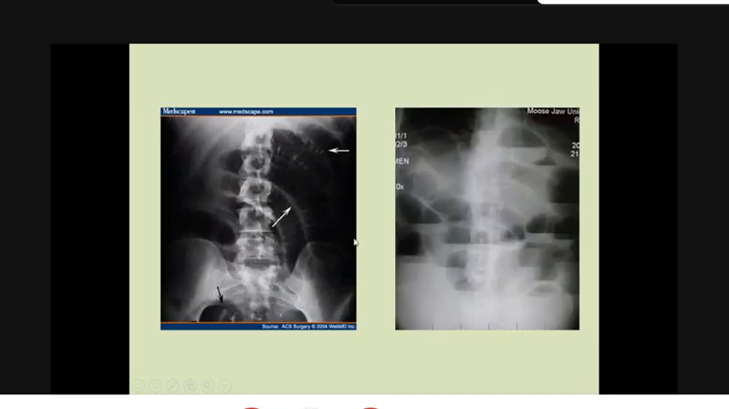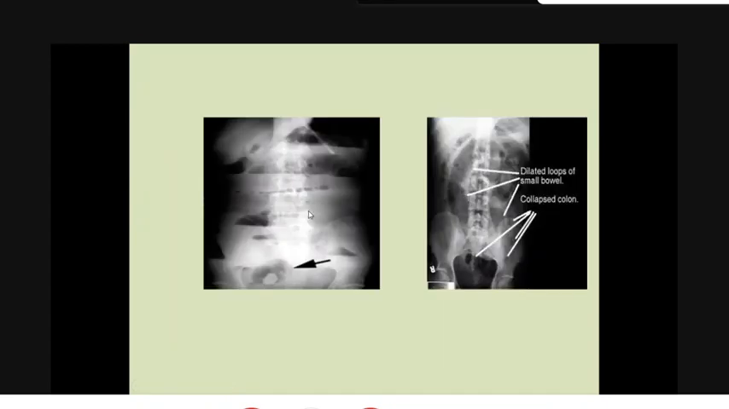Same thing here. This is erect, this is supine, multiple air fluid levels can be seen, and here the dilated bowel loops with the presence of the valvulae conniventes. Another specific sign that occurs in small intestinal obstruction is in dilated small bowel, which is almost completely filled with the fluid.